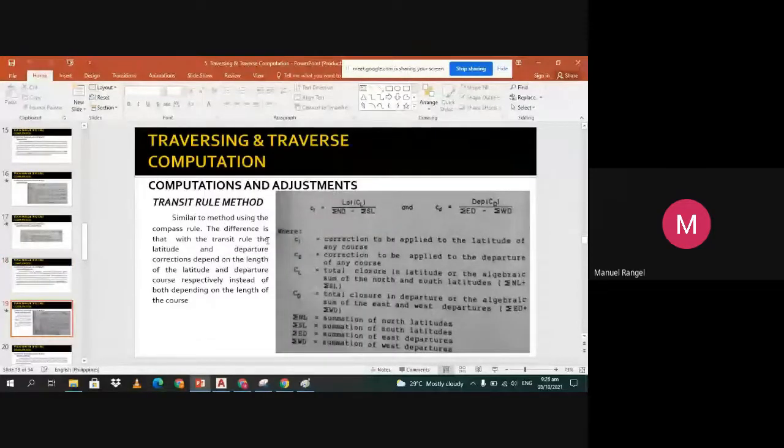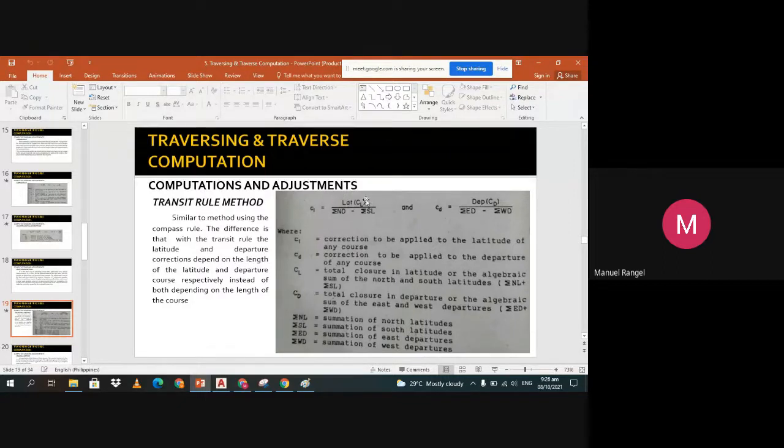And another method is the transit rule. No? Similar to the method using the compass rule, the difference is that with the transit rule, the latitude and departure corrections depend on the length of the latitude and departure of the course respectively, instead of both depending on the length of the course. So, mausab ang ilahang computation sa correction na i-apply sa latitude and sa departure.